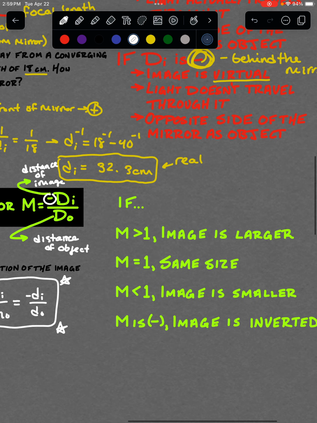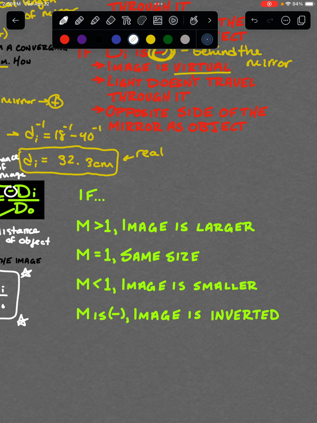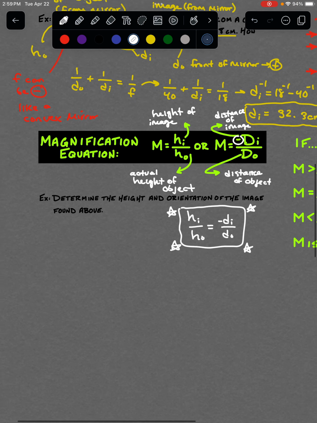Some quick things about magnification. If magnification is bigger than 1, that means it got larger. If magnification equals 1, it's the same size. And if it's less than 1, it got smaller. This is important: if my magnification is negative, that means the image got inverted. So this one number can tell us a lot of things. Let's look at our example now.